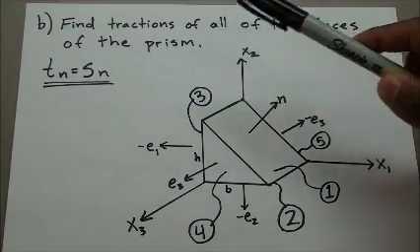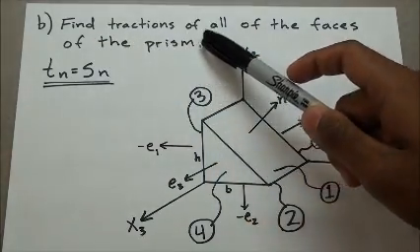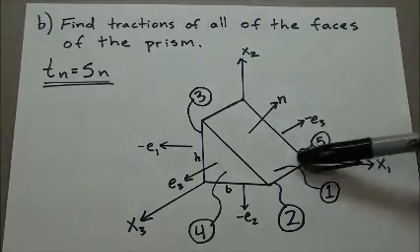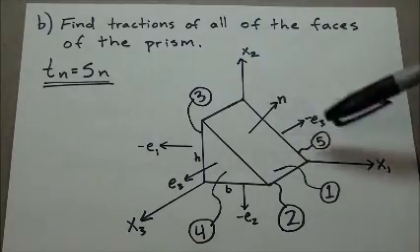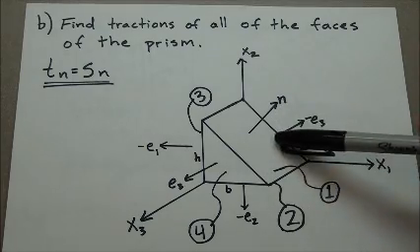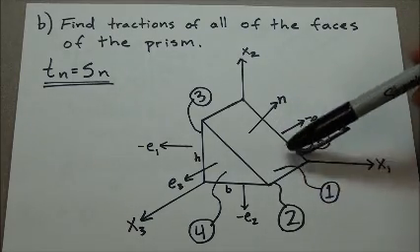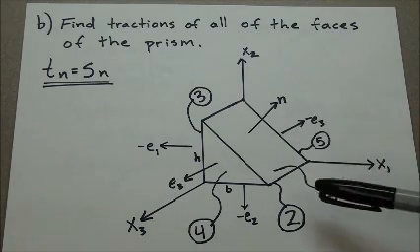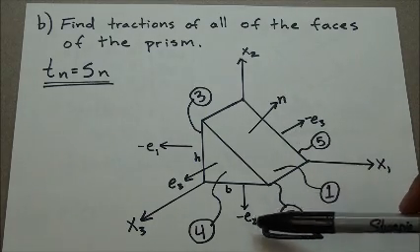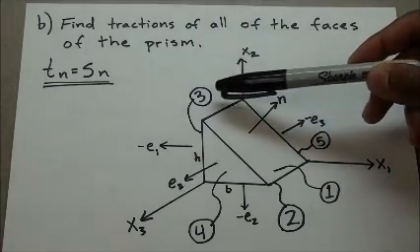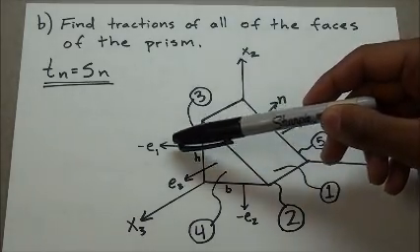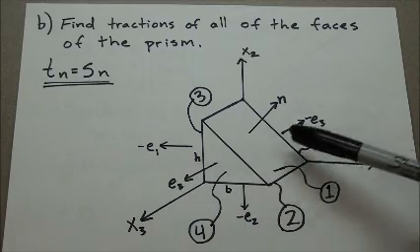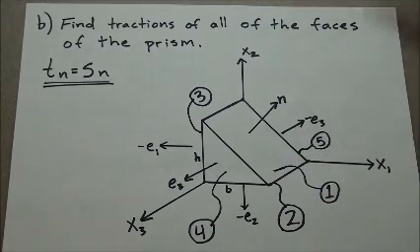For part B, we had to find the tractions on all the faces of the prism. This diagram of the prism shows the faces and the vectors normal to them. For face 1, the normal vector is this vector n; for face 2 it's negative e2; for face 3 it's negative e1; face 4 is e3; and face 5 is negative e3.